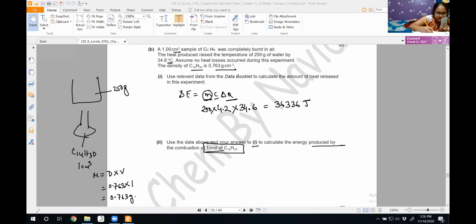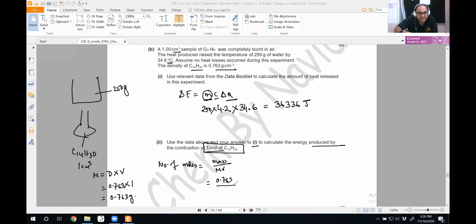Then what is the next step? You need to convert this into moles. How do we convert this into moles? Divide by MR. Number of moles is mass by MR. So we know the mass, which is 0.763. What is the MR? 198. Which is equal to 3.85 into 10 to the power minus 3 moles.